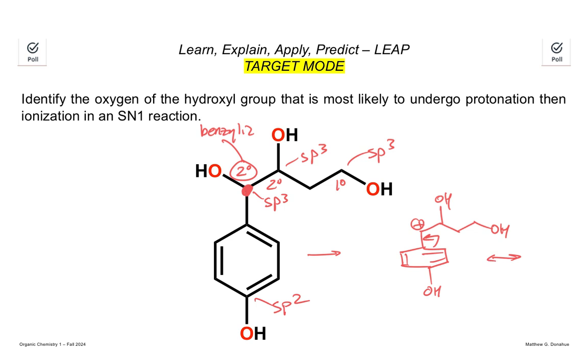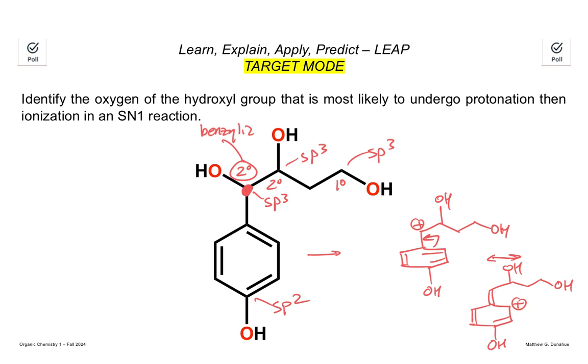So you can move that plus charge into the ring by migrating the pi bonds. And then you can do that three or four more times. So the more times you can delocalize that, the more stable it is.